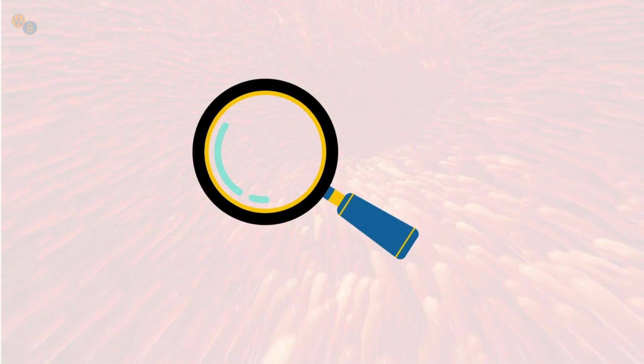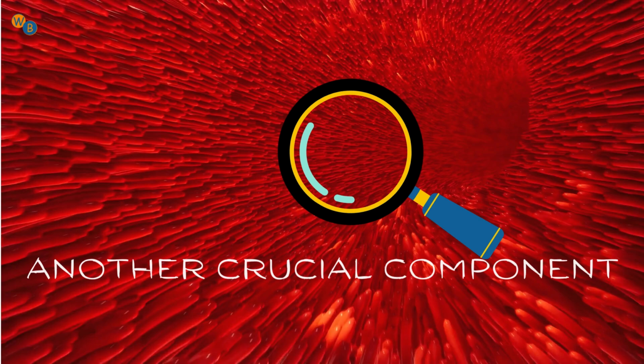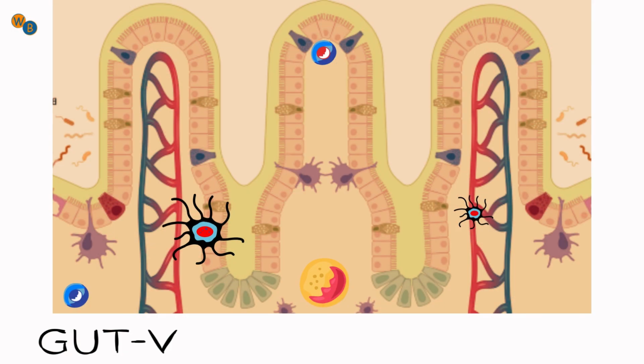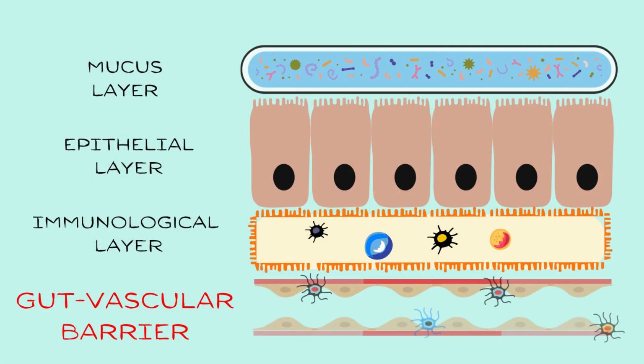In this video, we will introduce a crucial component of the gut barrier, that is the gut-vascular barrier. This additional component has gained great emphasis in recent decades regarding its role in modulating intestinal homeostasis. Anatomically, the gut-vascular barrier is placed beneath the epithelium and the immunological layer.